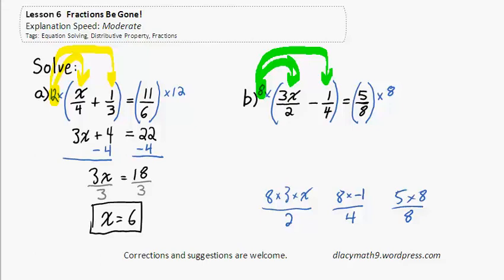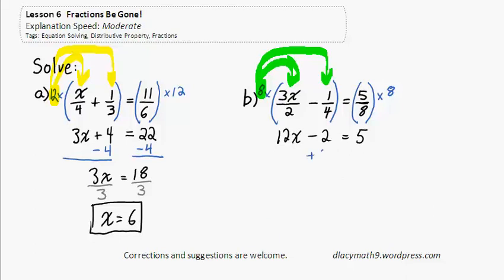Well, let's just quickly work through that. 8 divided by 2 is 4, and 4 times 3 times x is 12x here. 8 divided by 4 is 2, times negative 1 is negative 2. And finally, 8 divided by 8 is 1 times 5 is 5.